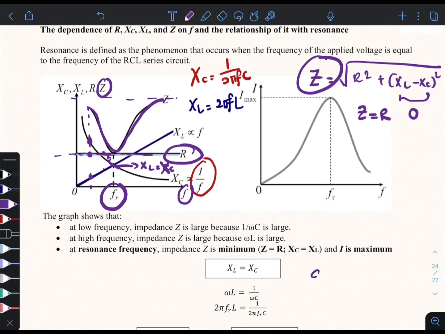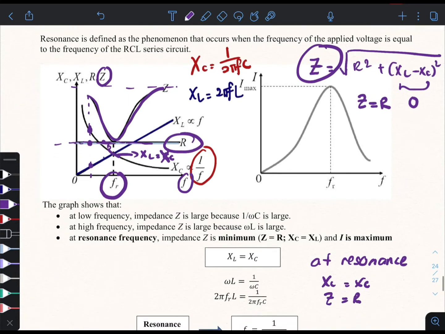So, beberapa benda yang kamu kena take note. At resonance, kita akan ada XL sama dengan XC. Ini benda pertama. XL akan sama dengan XC. Therefore, Z kamu akan sama dengan R and your Z is a minimum. Maksudnya, ini adalah opposition yang paling rendah you will have in the RCL circuit. Paling minimum lah kan. Therefore, your I becomes maximum dekat sini. Because when your opposition is low, okay, rintangan kamu rendah dekat sini, total opposition kamu low, maka kamu akan ada current yang paling maximum. Because I and Z is inversely proportional dekat sini.